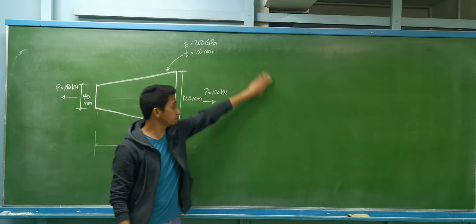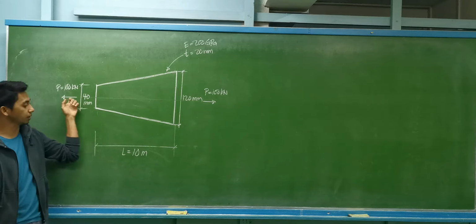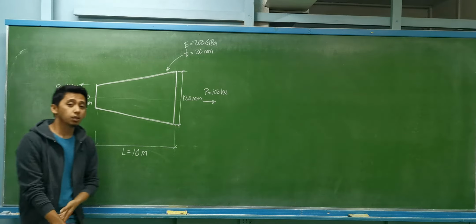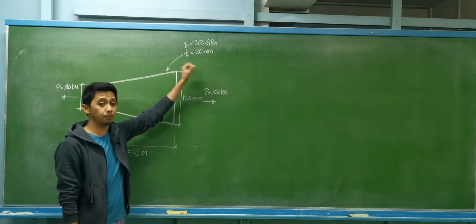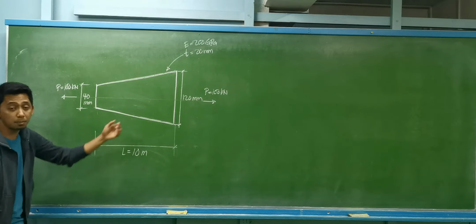I still said this example. So first of all, we have this plate carrying a tensile force of 100 kilonewtons. Its total length is about 10 meters. We have a constant thickness of 20 mm all throughout the length. But we have a varying width.